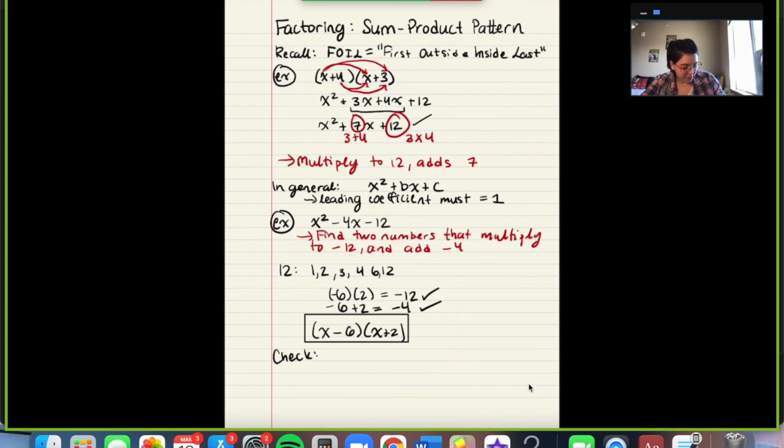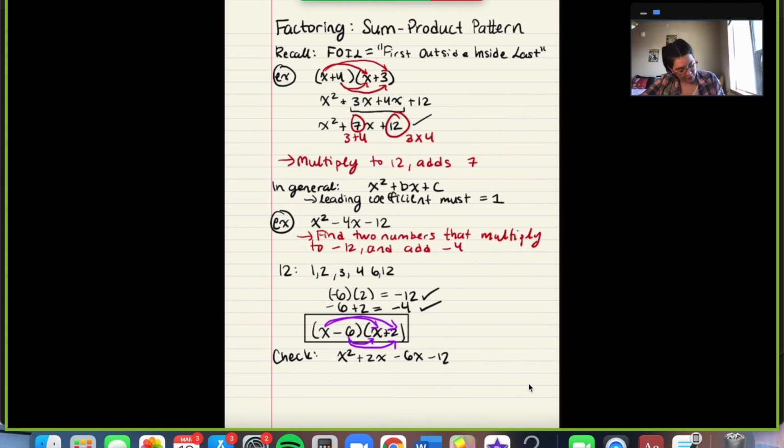And you can always check these by actually foiling them out again and making sure that you get back to what we started with. So once we FOIL this out, we should get back to x squared minus 4x minus 12. So let's try it. We have first x times x, which is x squared. Our outside terms, which are x and 2, so x times 2 is 2x. Inside, we have negative 6 times x, which is negative 6x. And finally, we have our last term, so negative 6 times 2, negative 12.